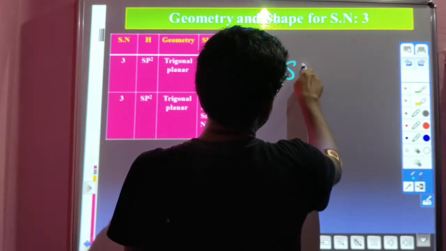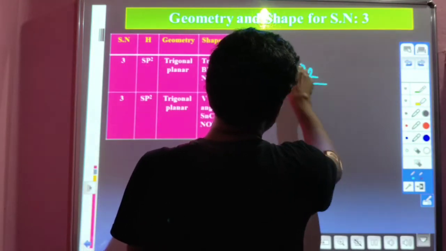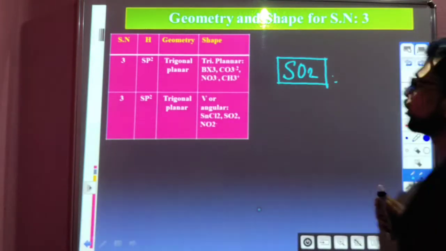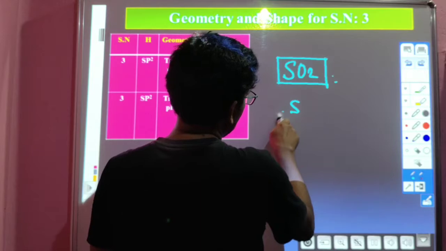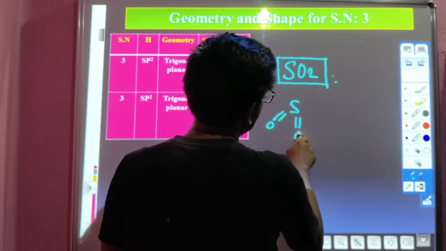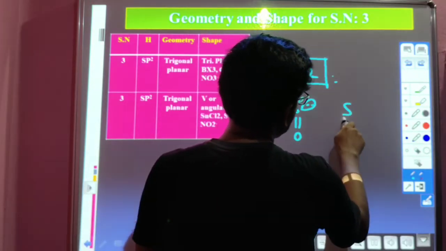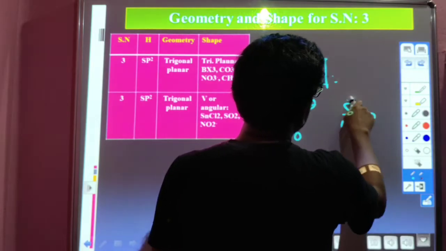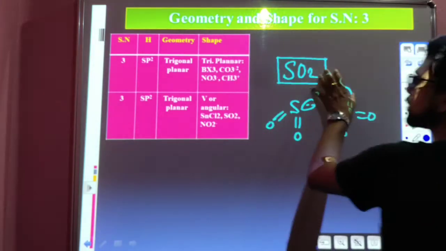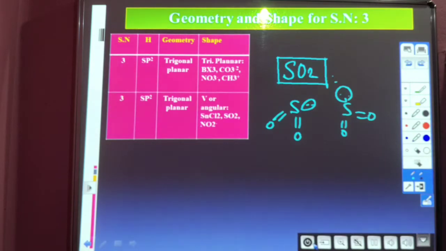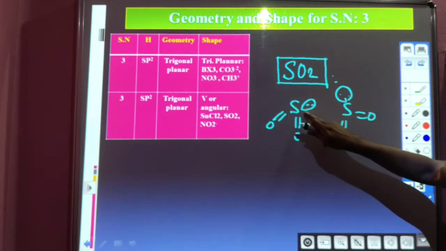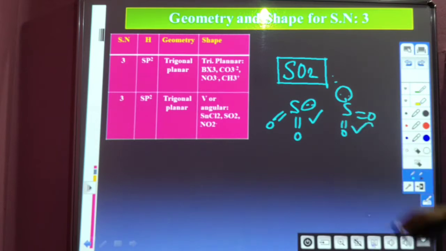See, SO2. In case of SO2, the structure will be: double bonded O, lone pair, double bonded O, lone pair. This is the structure. 1, 2, 3, 4, 5, 6. 6 electrons are there around sulfur, so it's a correct Lewis structure.